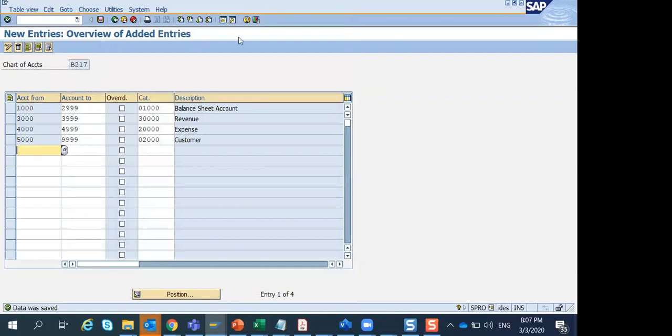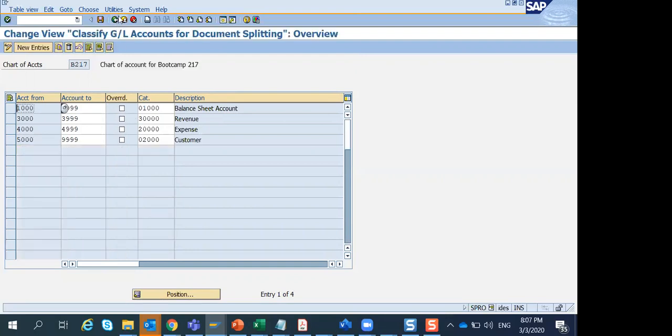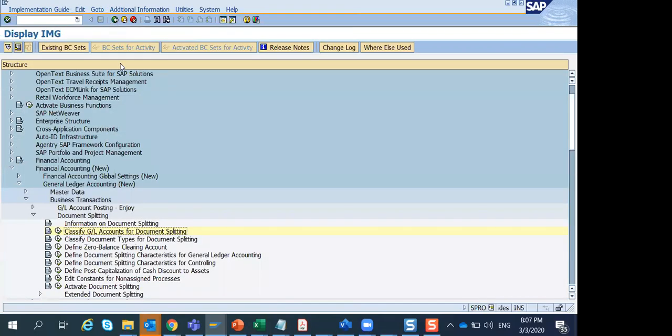At least if you look here, balance sheet, and make sure the group for the assets and the liability is under the balance sheet. And for the revenue, I have from 300 to 399, 400 to 499 which is expense, and here for others, I call it customers. So just go here and get out. We just now classified the GL.